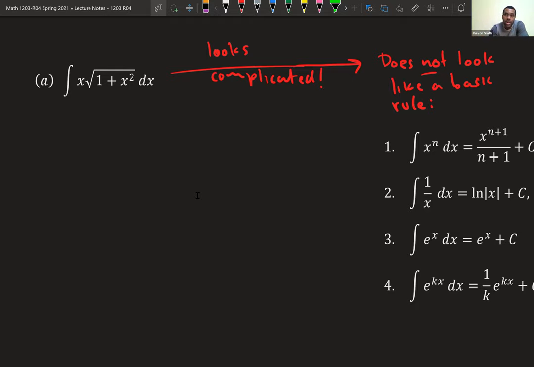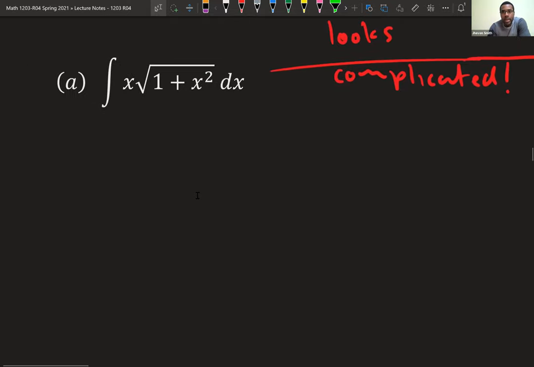So what I can do instead is try substitution. That's the only other thing in this class, right? So it has to be substitution. So now you look at this and you're like, well, what makes this complicated? Well, it's actually the sum under the radical, isn't it? That's what makes it complicated. Why? Because if it wasn't a sum under the radical, it would be fine, right? I mean, think about it.